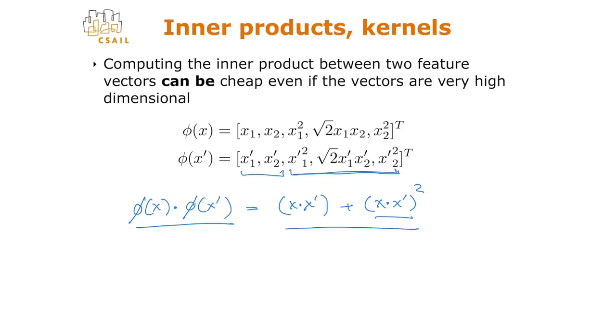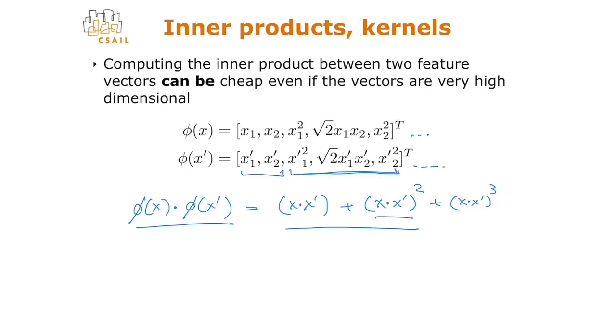And this idea carries further. If you add third order terms, weighted appropriately, you can add here x inner product x prime to the power of 3. So our computation of the inner product didn't get any more complicated, even though we added tons of more features to the feature vector. The calculation of the inner product is now just as easy as it was before.